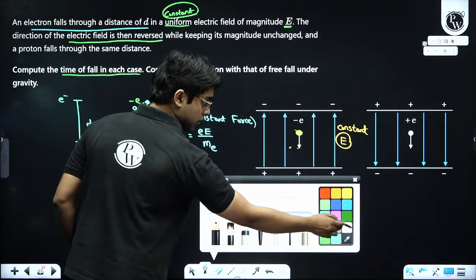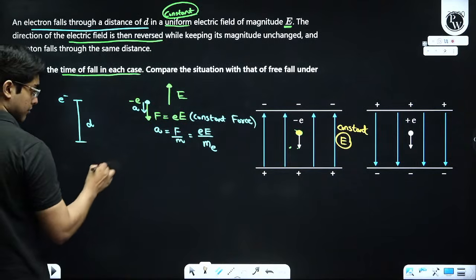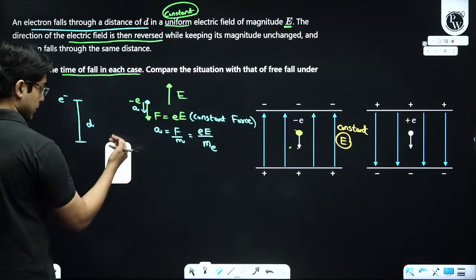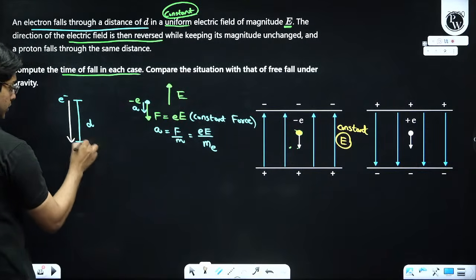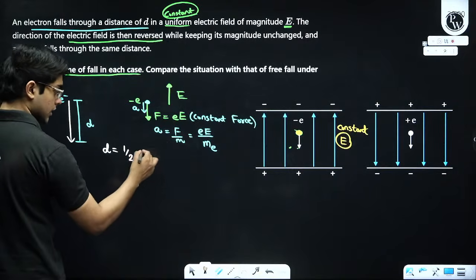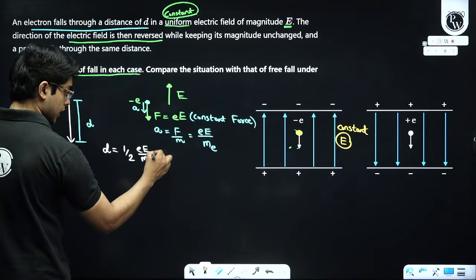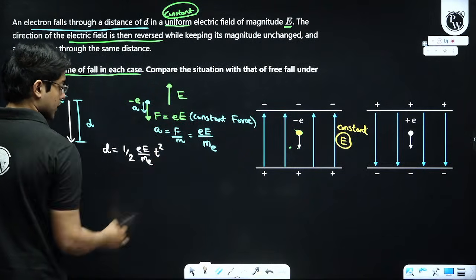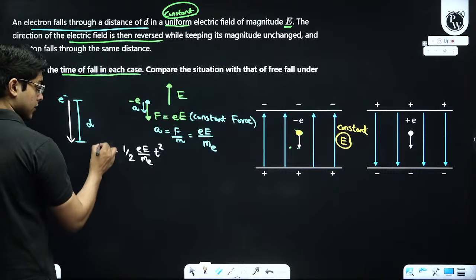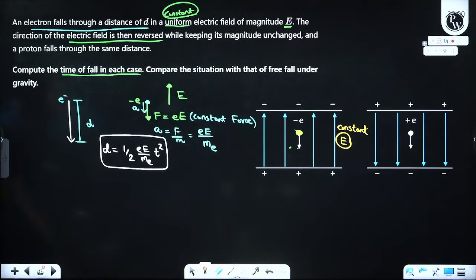Free fall equations, or you can just use S equals ut plus half at square. So the displacement is actually d. It will be half into acceleration into t square. Now this t will give you the time taken by the electron to fall downwards.